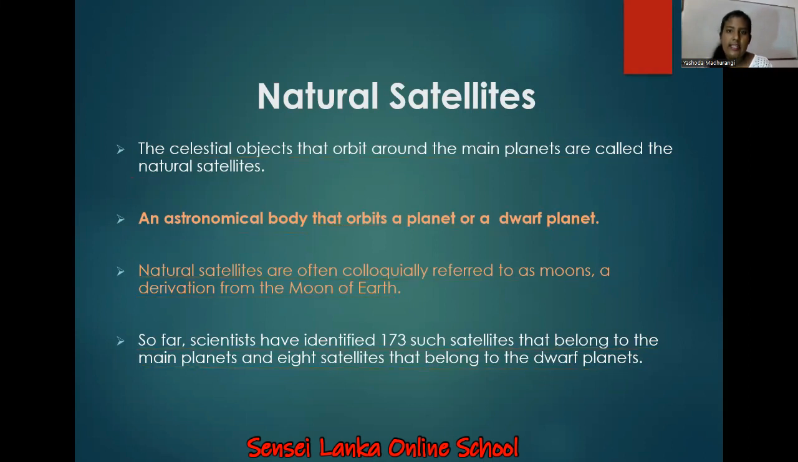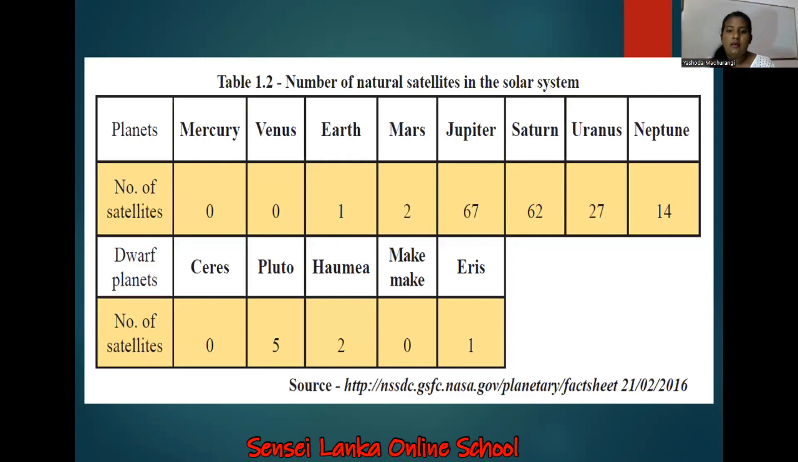Let's look at the next one. I got this from your school textbook. Do you have the school textbook with you? They are in unit number 1. When you are turning the pages, you will find this table. See how easy it is to understand. According to this table, you can understand the planets by the number of natural satellites that they have.